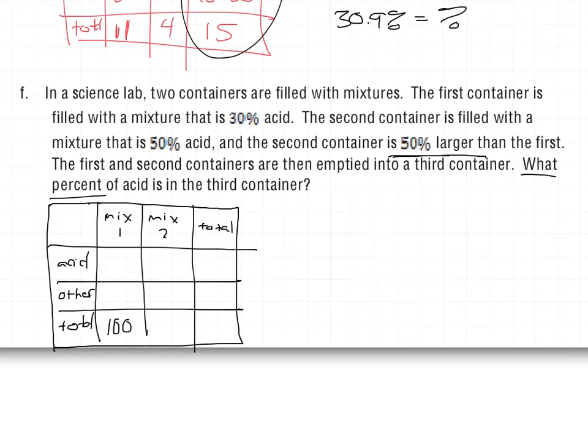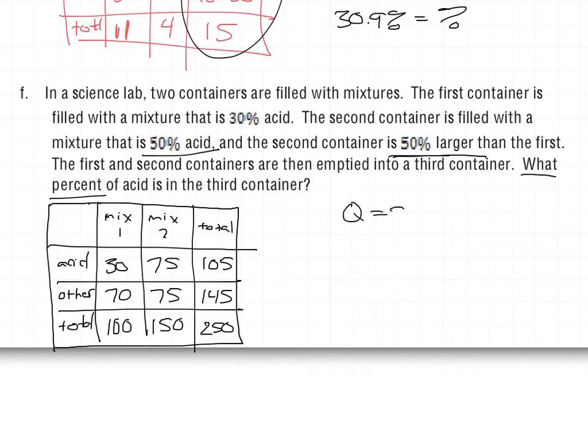The second container is 50% larger, so that's going to be 1.5 times the 100, which makes sense for 50% larger. It's going to be 150, which means we'd have a total of 250. And 30% of the first one is acid, so 0.3 times 100 is going to be 30. The second one is 50%, so half of 150 is going to be 75. We'd have 70 of other stuff, 75 of other stuff here. This would be a total of 105 acid, and the total of other stuff should be 145.